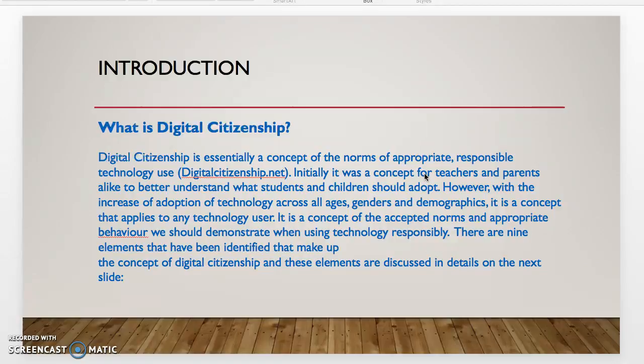However, with the increase of adoption of technology across all ages, genders, and demographics, it is a concept that applies to any technology user. It is a concept of accepted norms and appropriate behavior we should demonstrate when using technology responsibly. There are 9 elements that have been identified that make up the concept of digital citizenship, and these elements are discussed in detail on the next slide.